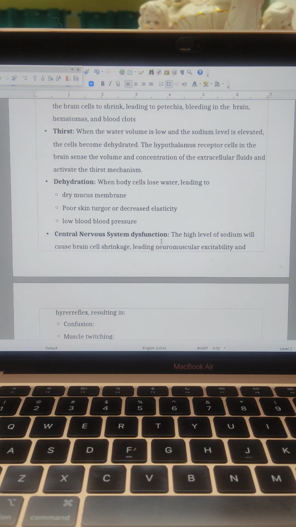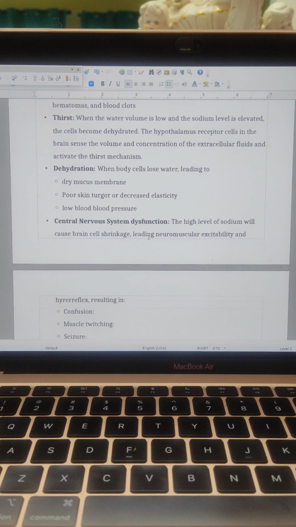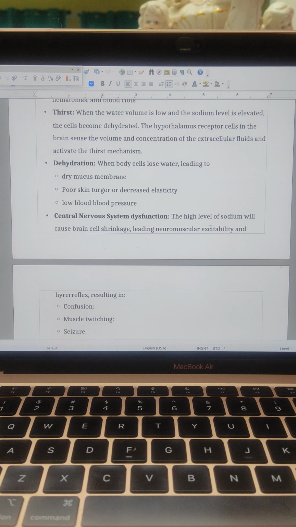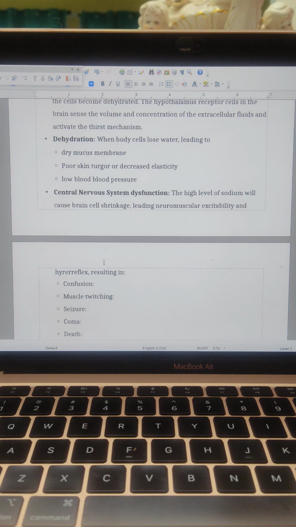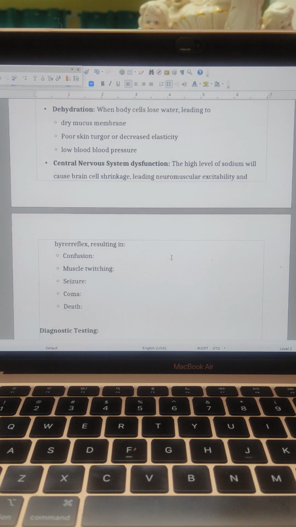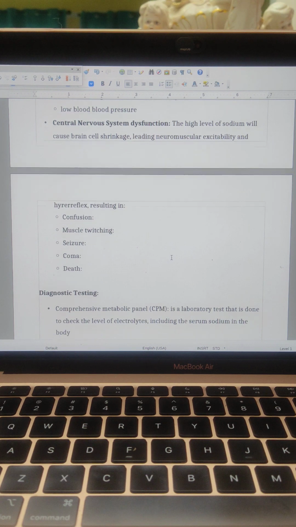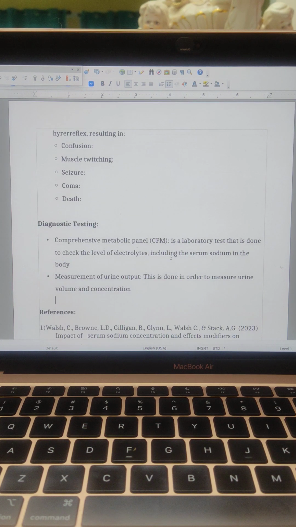Central nervous system dysfunction is also a sign of hypernatremia because the high level of sodium will cause the brain cells to shrink as I mentioned earlier, which will lead to neuromuscular excitability and hyperreflex. This could result in confusion, muscle twitching, seizure, coma, and eventually death.